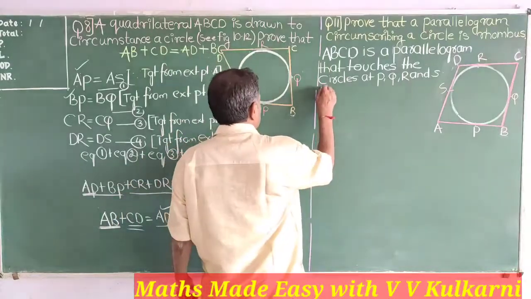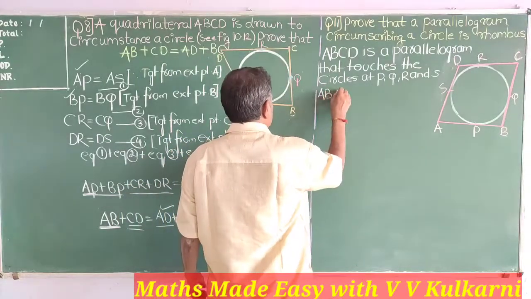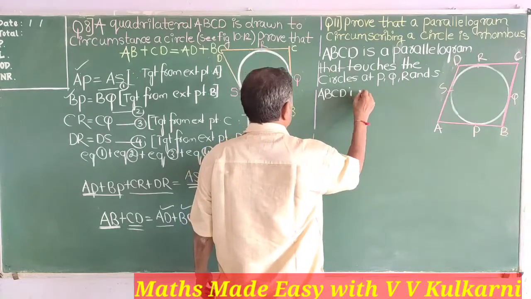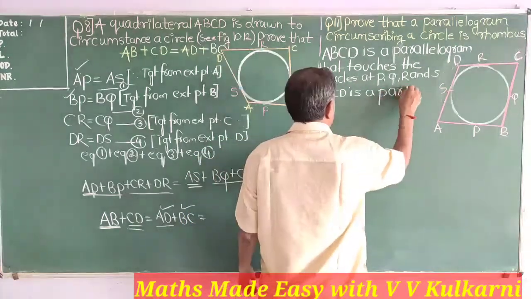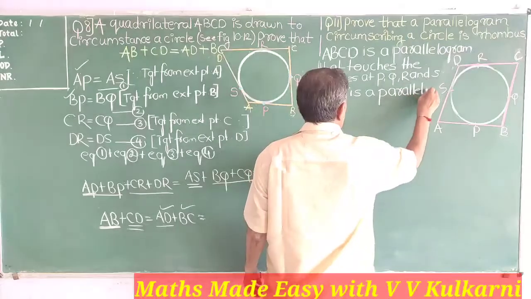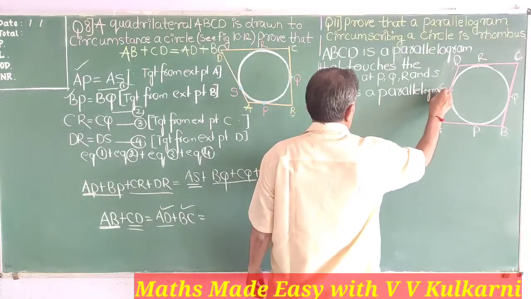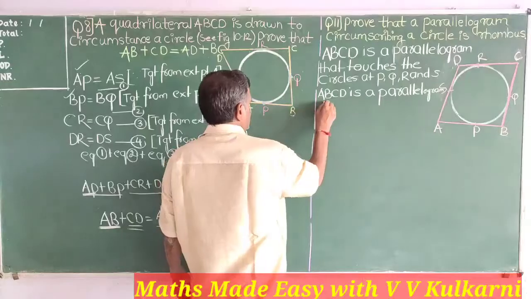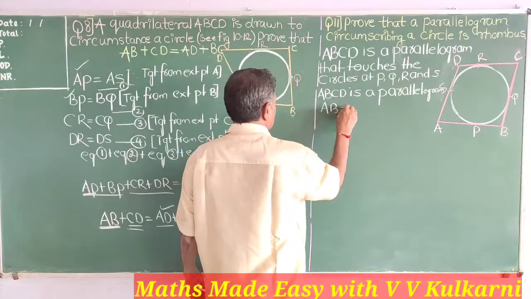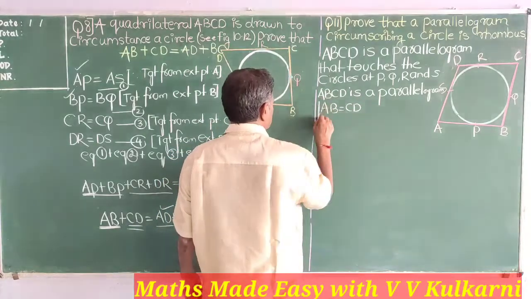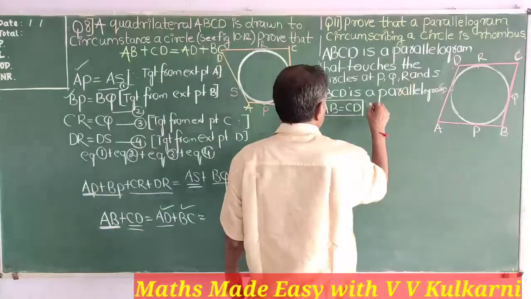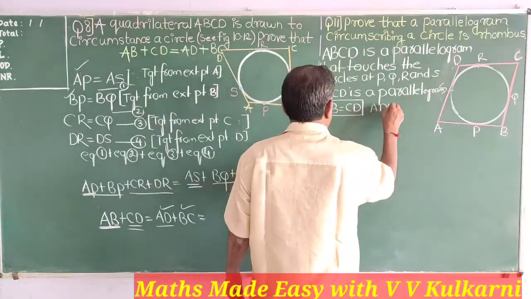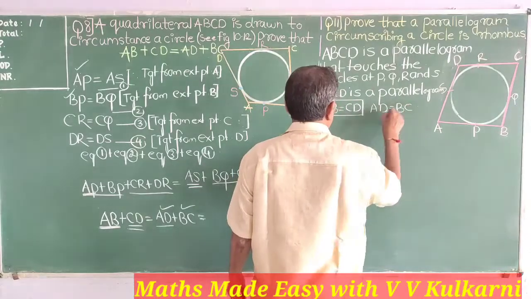So if ABCD is a parallelogram, therefore I can say AB is equal to CD, and AD is equal to BC.